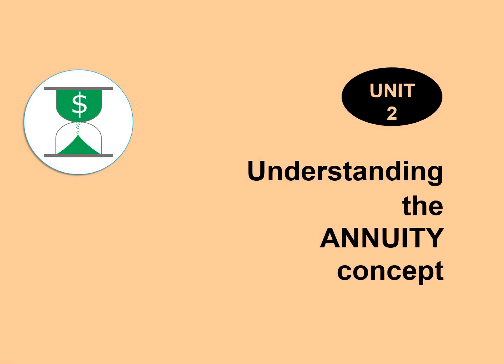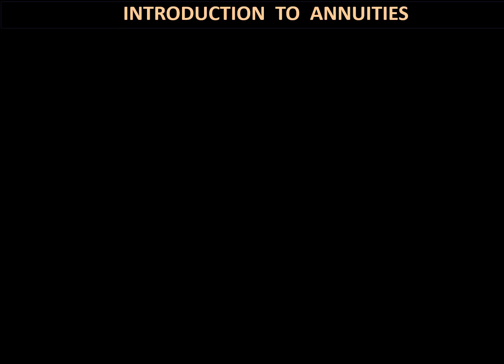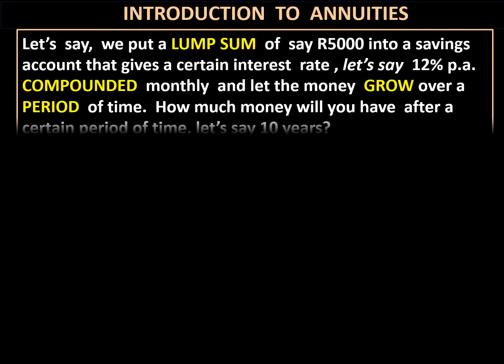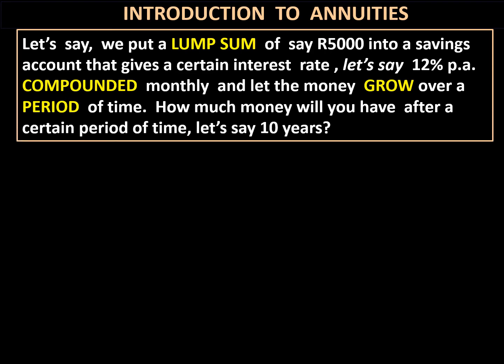Now we're going to look at the concept of an annuity. Let's say we put a lump sum of 5,000 Rand into a savings account. It yields interest at 12% per annum, and it's compounded monthly. And we let that money, in other words, we let that 5,000 grow over a period of time. Then we can find out how much money you will have at the end of that 10 years. So just that once-off lump sum growing at 12% for 10 years.